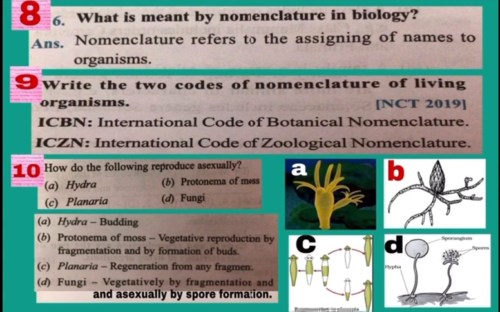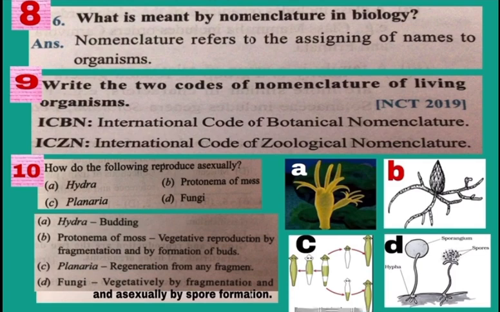Question number 9. Write the 2 codes of nomenclature of living organisms. For plants, scientific names are based on agreed principles and criteria given by ICBN, which is the International Code of Botanical Nomenclature, and for animals it is ICZN, the International Code of Zoological Nomenclature.